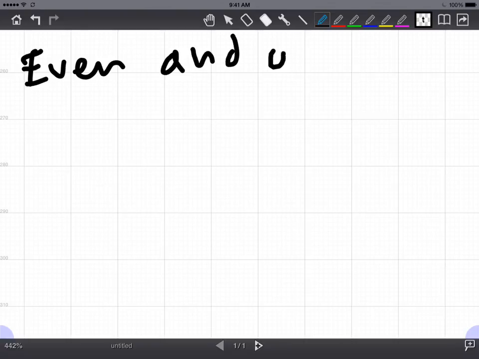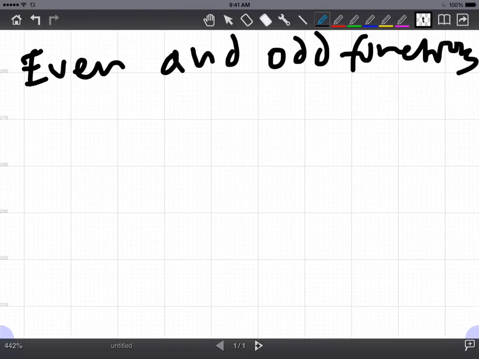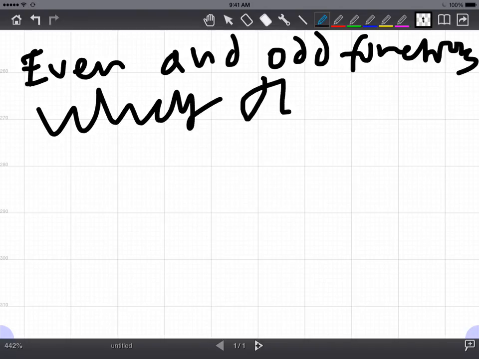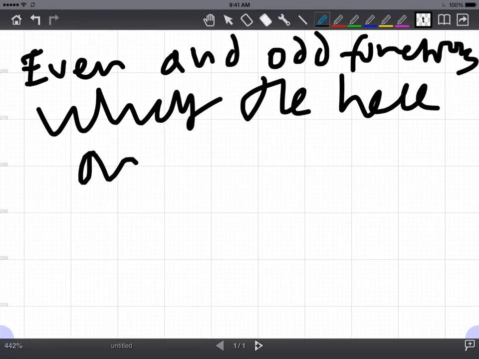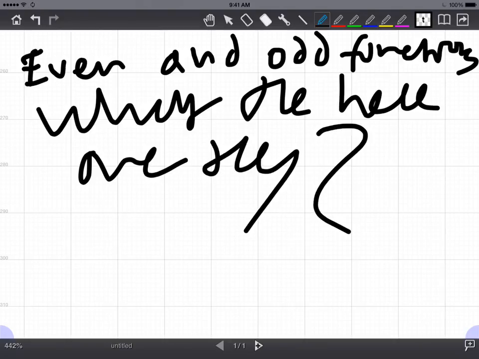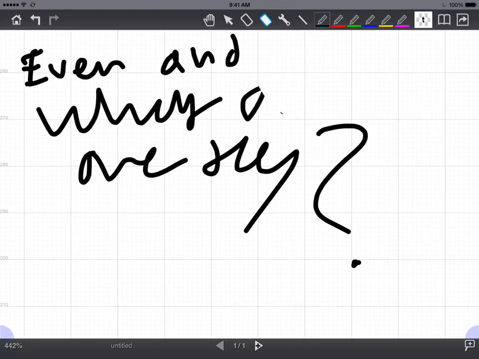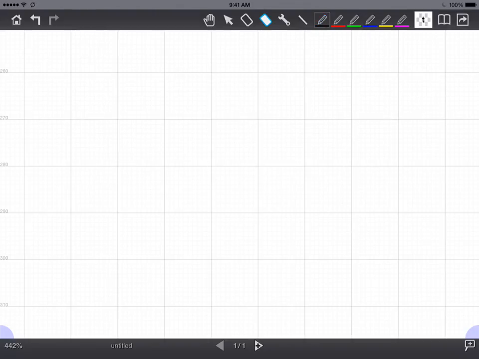Even and odd functions. What the heck are they? This question plagues a lot of students and causes them to stay up late, while I'm here to clear all doubt and uncertainty.